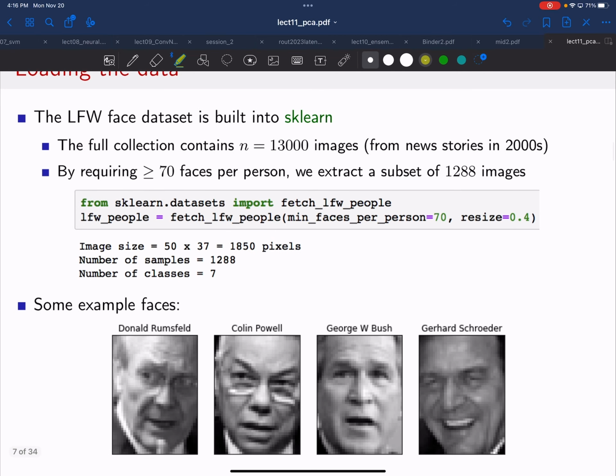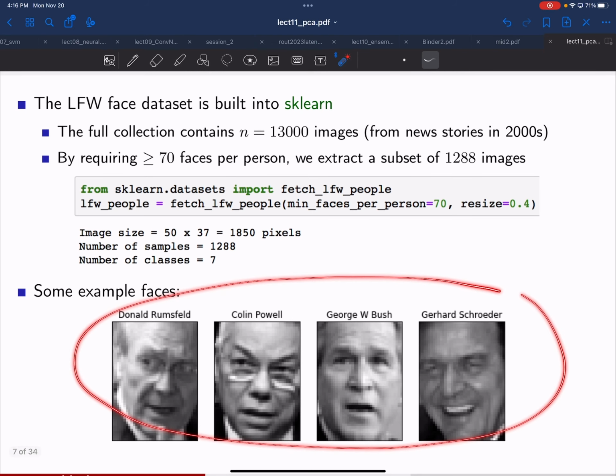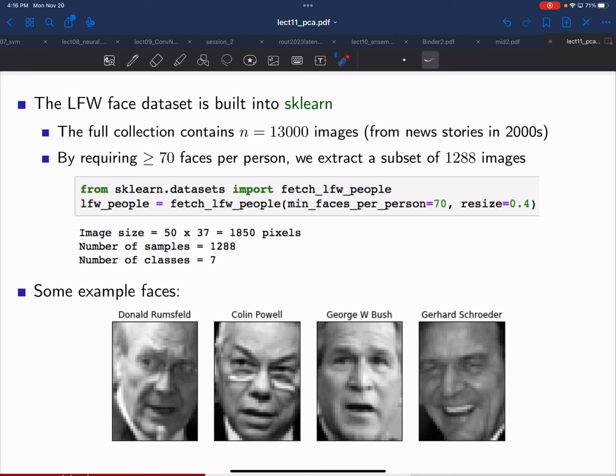If you look at the whole data set, you would find 13,000 images. These images all come from news stories in the 2000s. So, some example faces down here. You have people like Donald Rumsfeld, Colin Powell, George W. Bush, Gerhard Schroeder. We're not going to use all 13,000 examples here.